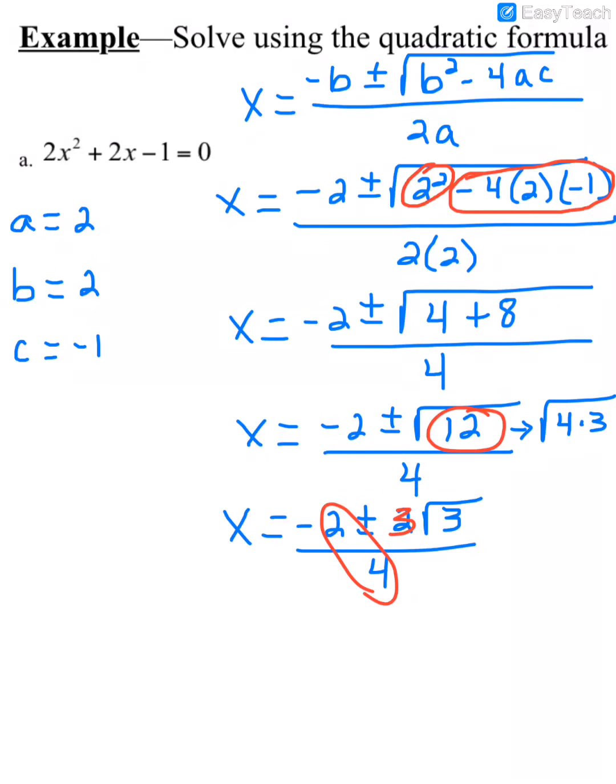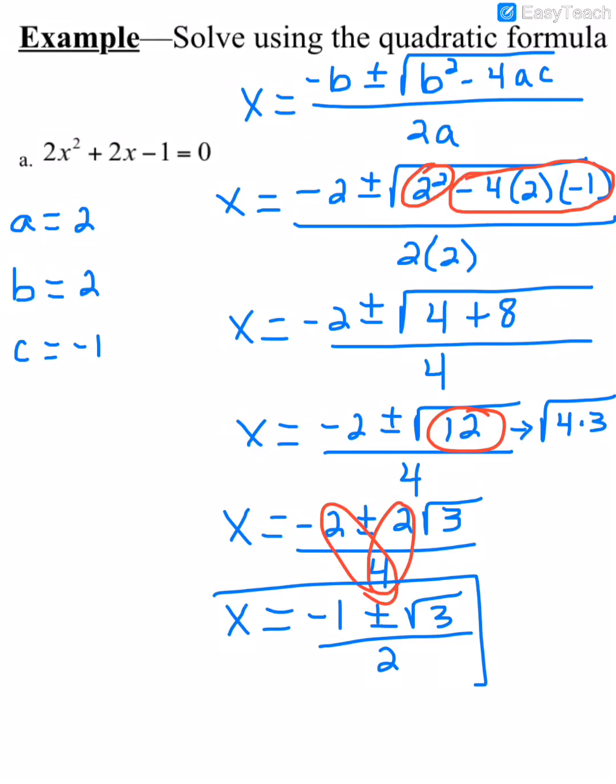If this were a 3, well, 4 can't divide into 3, so we wouldn't be able to reduce it at all. But since all of these are even numbers, these whole numbers, we don't worry about what's under the radical. If all of our whole numbers can be reduced by the same number, then we can reduce it. So all of these can be divided by 2. So that's what we're going to do. If I divide all of those whole numbers by 2, I get negative 1 plus or minus 1 square root of 3, but we don't write the 1, so it's just square root of 3, over 4 divided by 2, which is 2. So these are my solutions.